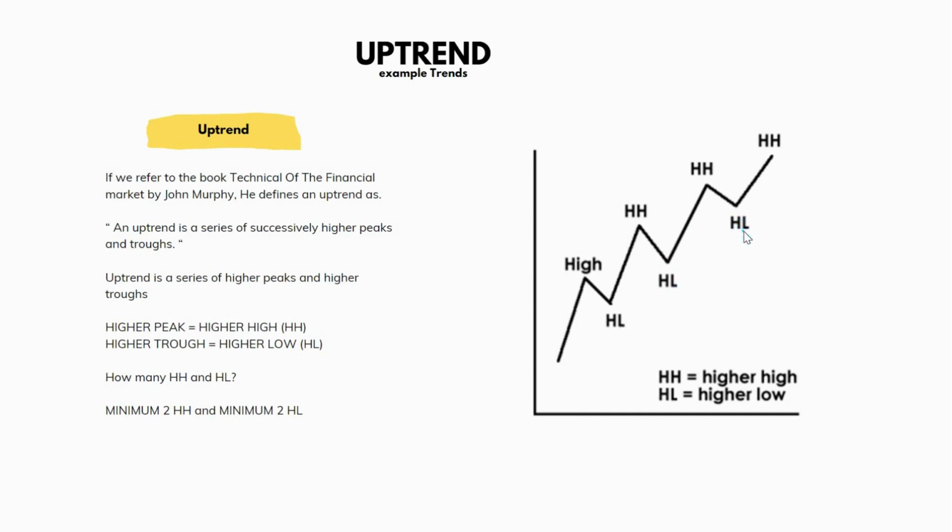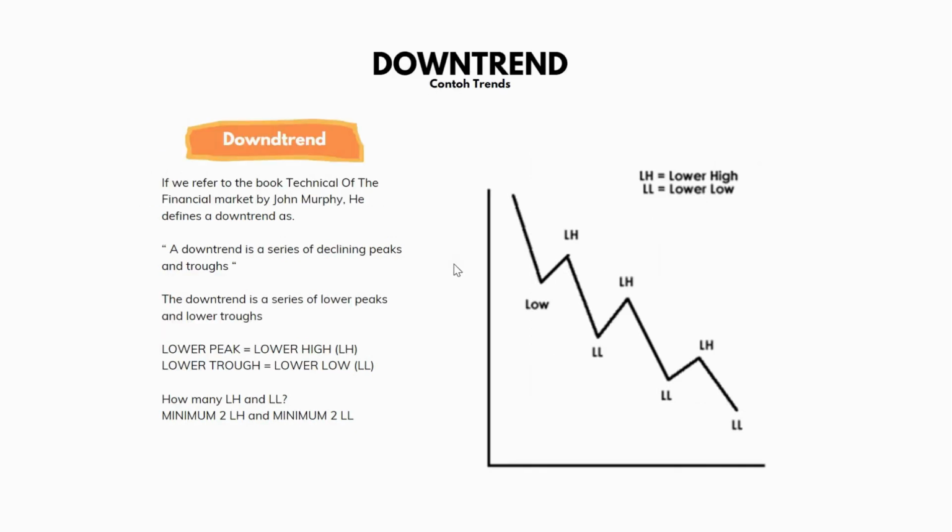The conclusion is, when you want to know if it is an uptrend, see that minimum they have 2 higher highs and minimum they have 2 higher lows. This is a key point. Okay, remember that.